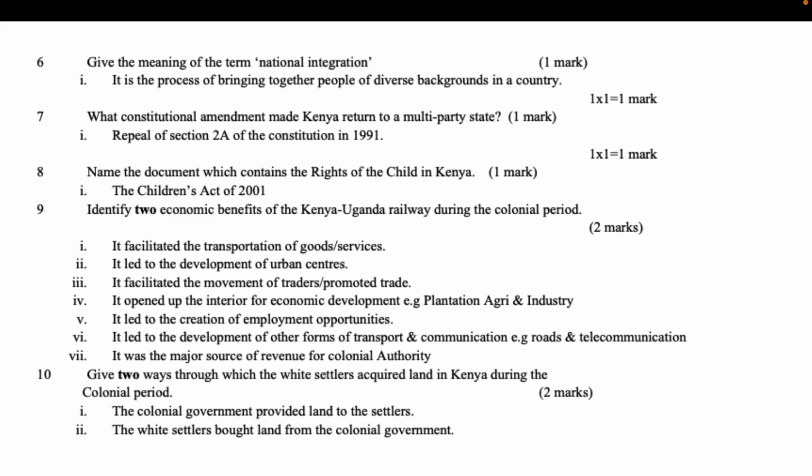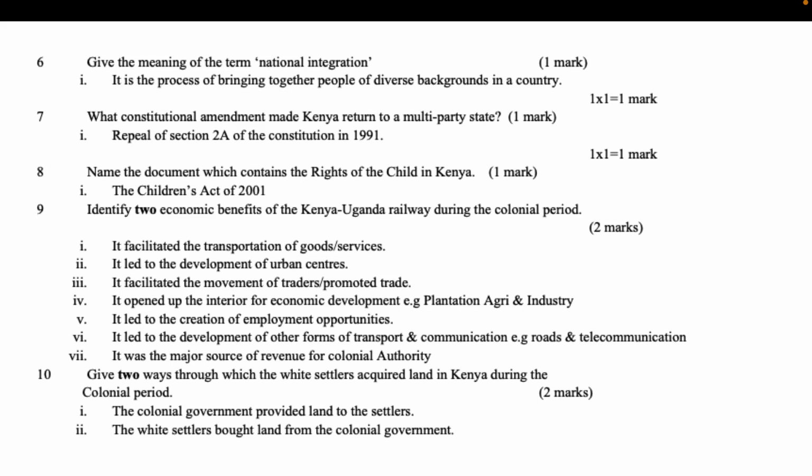9. Identify 2 economic benefits of the Kenya-Uganda Railway during the colonial period. 2 marks. It facilitated the transportation of goods, services. It led to the development of urban centers. It facilitated the movement of traders, promoted trade. It opened up the interior for economic development, e.g. plantation agriculture and industry. It led to the creation of employment opportunities. It led to the development of other forms of transport and communication, e.g. roads and telecommunication. It was the major source of revenue for the colonial authority.